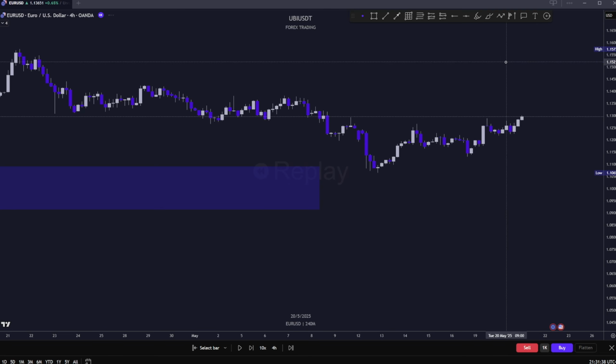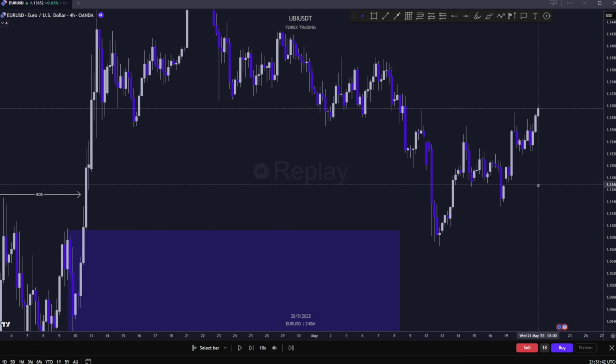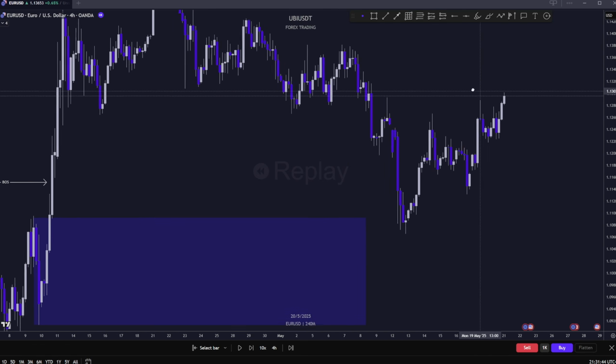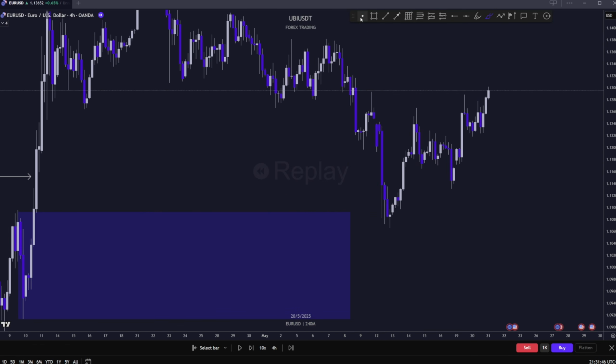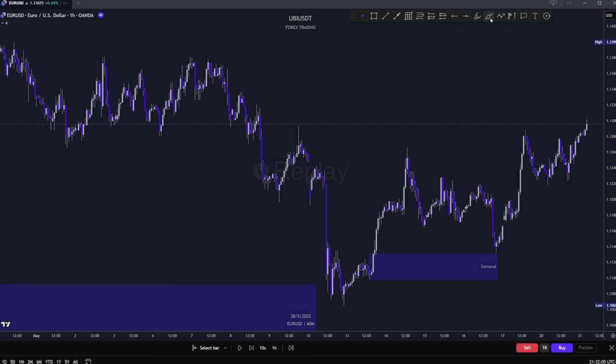Now we will switch to 4 hour, and let's see what we have. So we have mitigation of this demand right here. So price mitigated our higher time frame demand, and price gave us nice reaction, okay? Nice reaction upside, and price mitigated our demand zone. Right here you can see we have demand mitigation. And what should we do now? You can switch to 1 hour. Why? Because I told you guys.